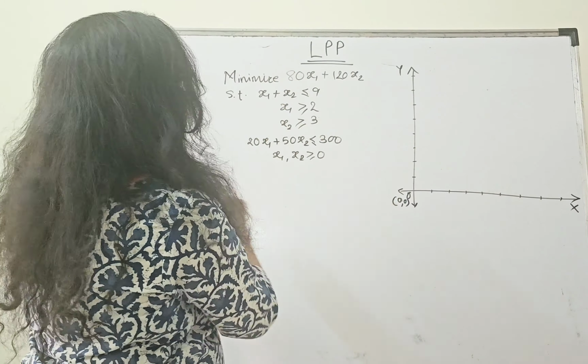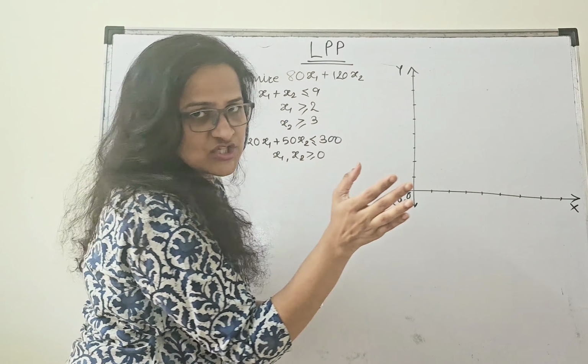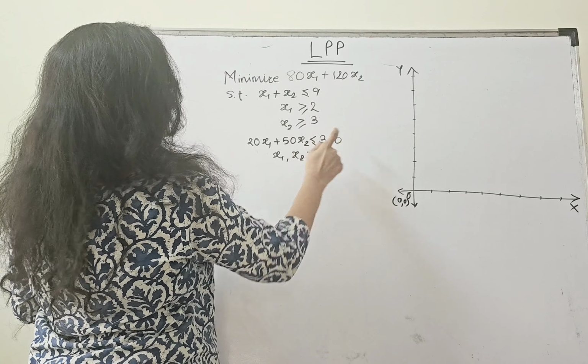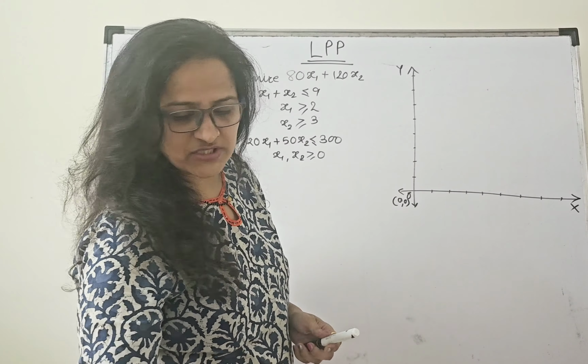Let's get started with the first example. This is given as minimize. This is the objective function. As we know, these are the constraints. 4 constraints are there, right? And then this is the non-negative constraint, which is always there.